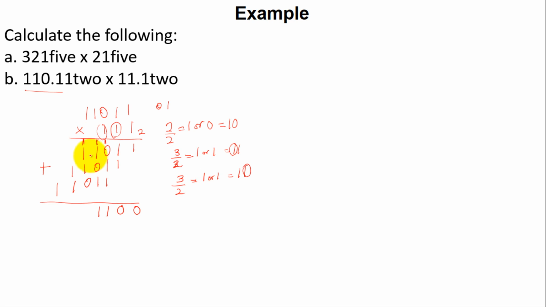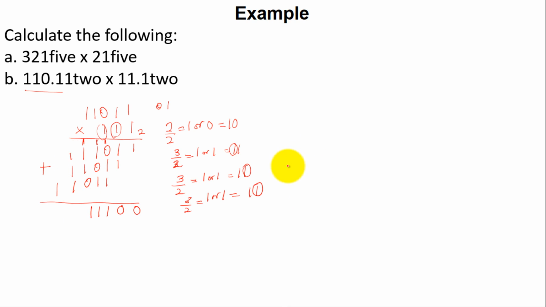Therefore, in this particular case, I have 1 plus 1, 2. 2 plus 1, 3. 3 plus 0, 3. The same thing, 3 divided by 2. I'm going to have 1 remainder 1, which is 1, 1. I'll write 1 again. Take 1 to this place.